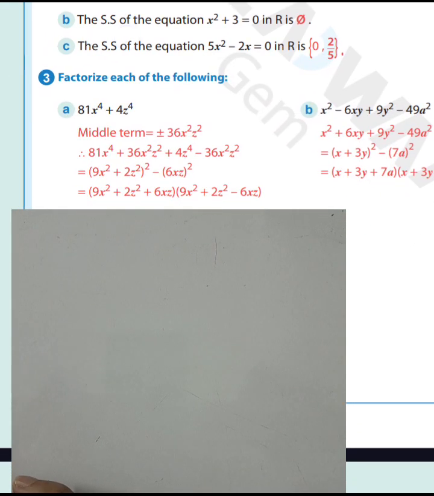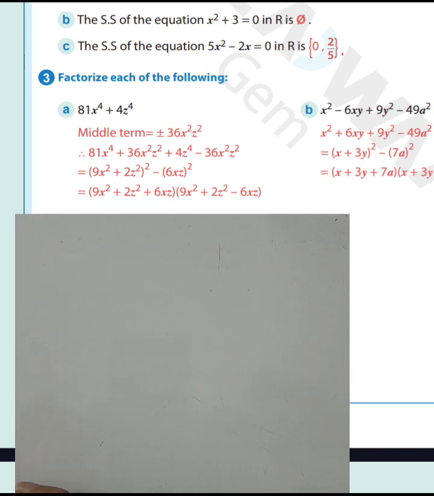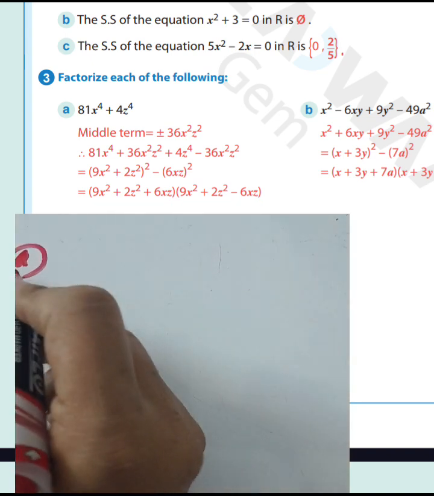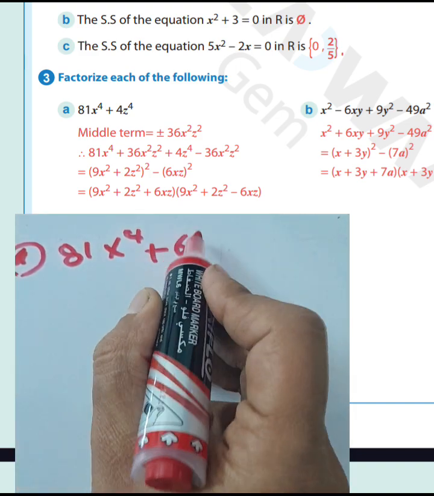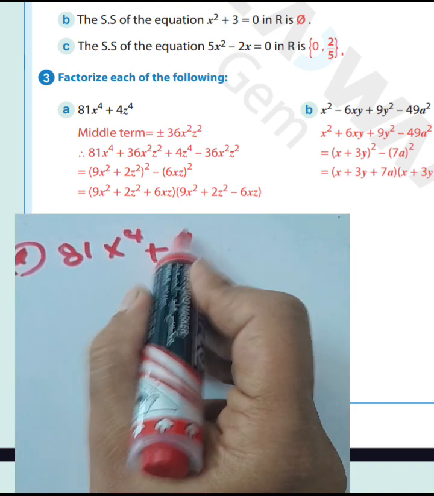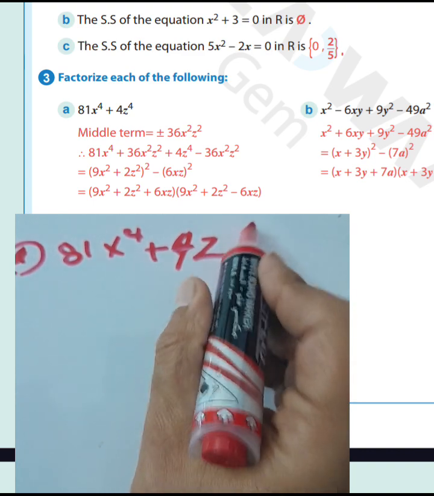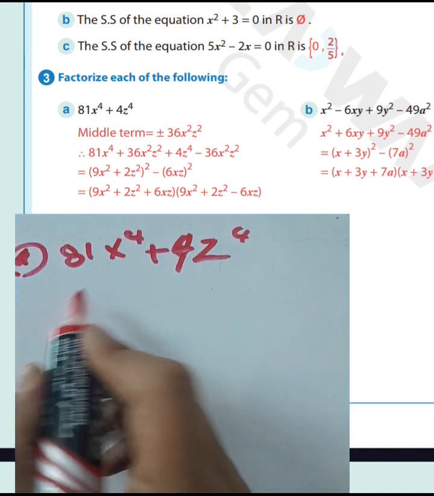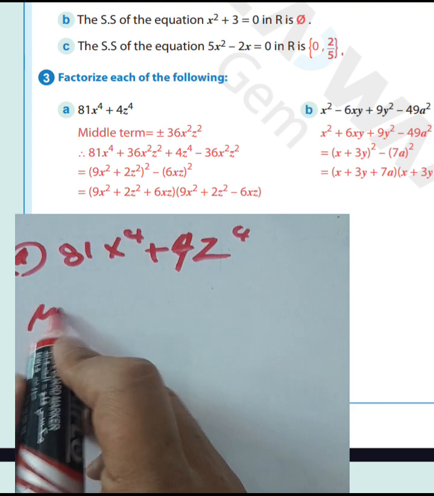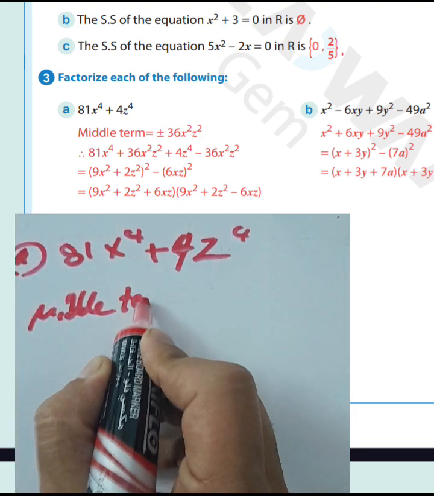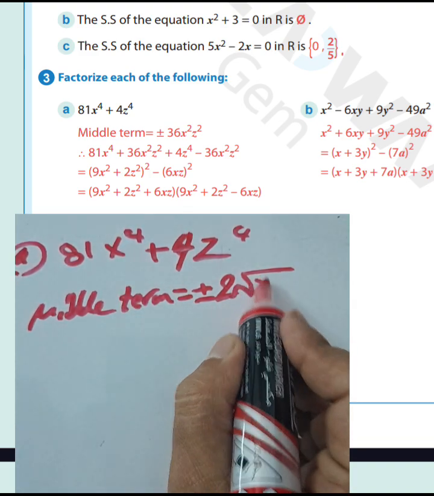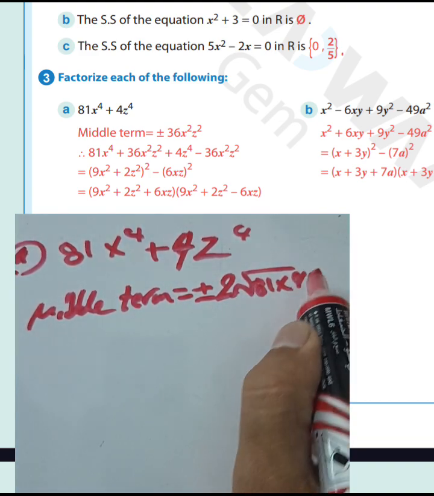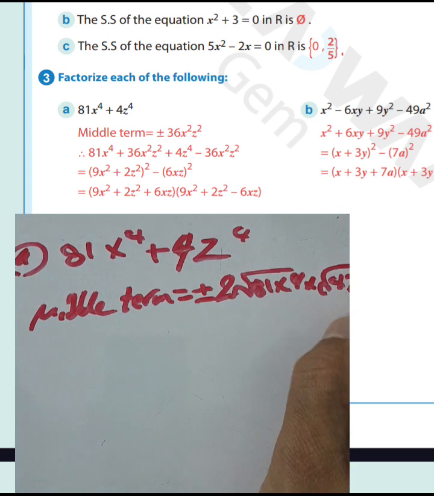Number 3, factorizing each of the following by finding the middle term, here about letter E. We have 81x power 4 plus 36x power 2 z power 2 plus 4z power 4. We can write the middle term. The middle term will be positive or negative 2 times the square root of the first product by the square root of 4z power 4.